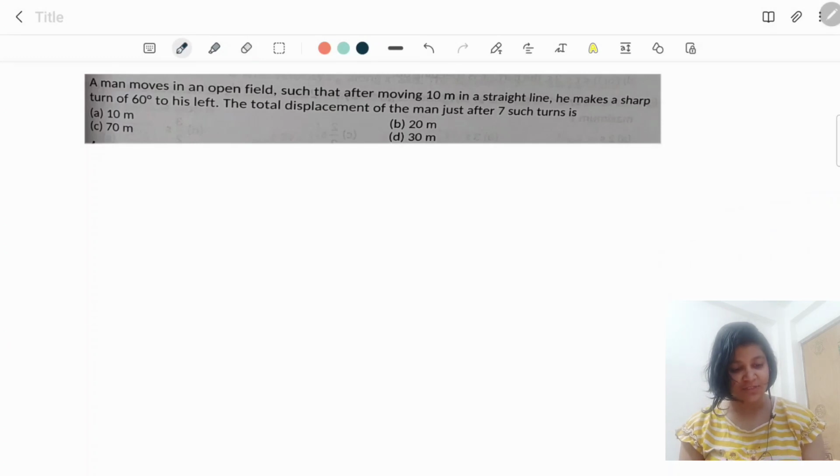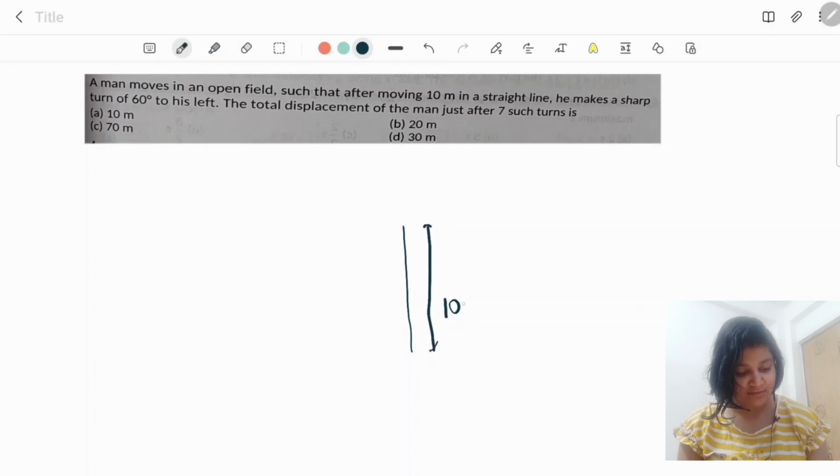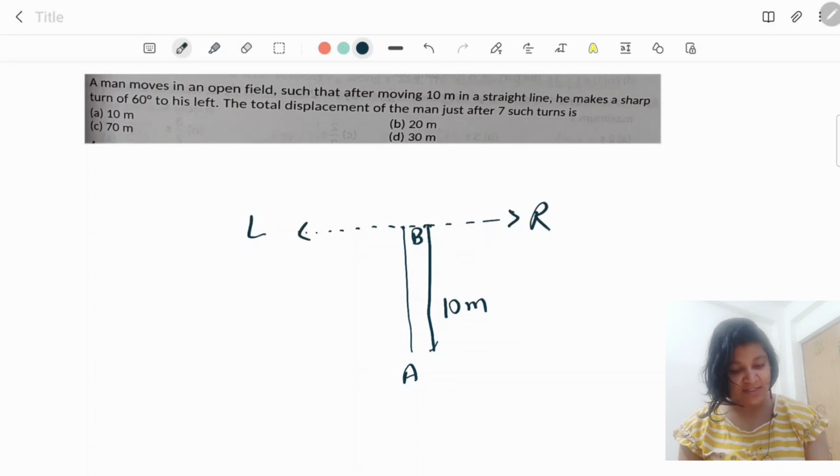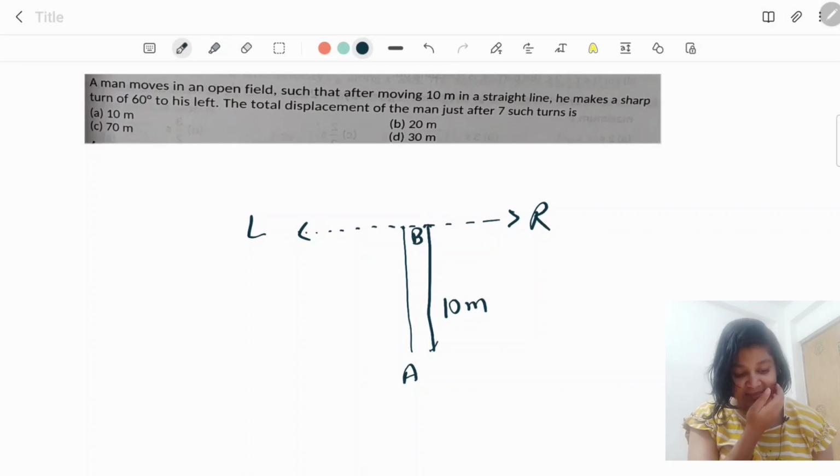In this question, if you read, they are saying a person is moving in a straight line like this, which is up to 10 meter. So he has started from here. Let us call this point A. He is now at point B. And from this point, this will be his right and this will be his left. From his left, he is turning towards the left to 60 degree.